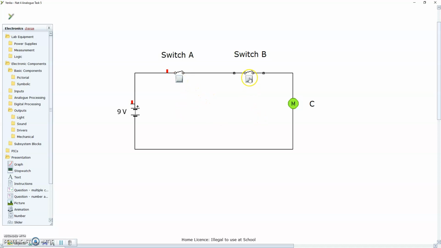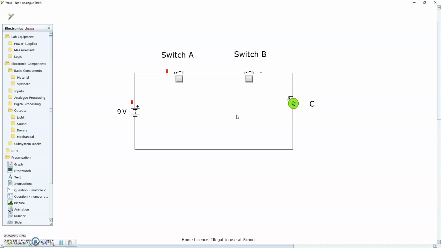Similarly, if we only close switch B, which is what part 2 is asking us to do, then there's still a break, but this time the break's at switch A, so again no current can flow through this circuit, so the output isn't going to do anything. However, if I was to close switch A as well as switch B, then we can see that we're getting something happening at the output.